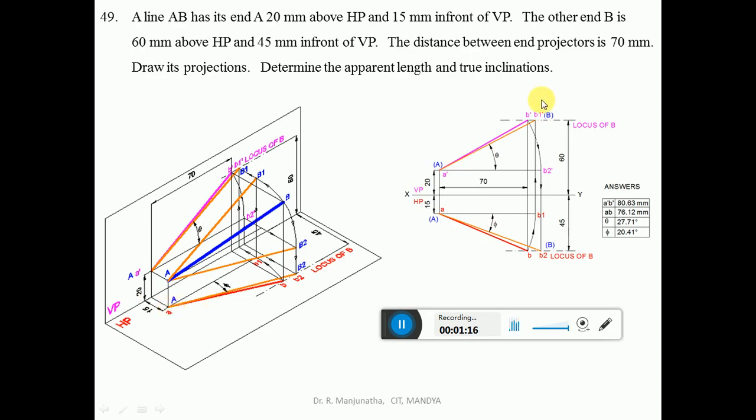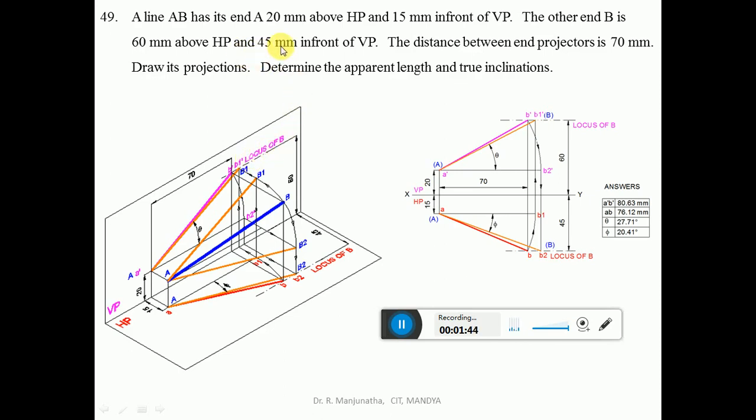Similarly, the other end B is 60 mm above HP. So this distance above HP is 60 mm for the end B. When you look from the front view, the image will be on the vertical plane. So from the XY line, you measure a distance of 60 mm and draw a horizontal dash dot line, which is going to be the locus of B in the front view.